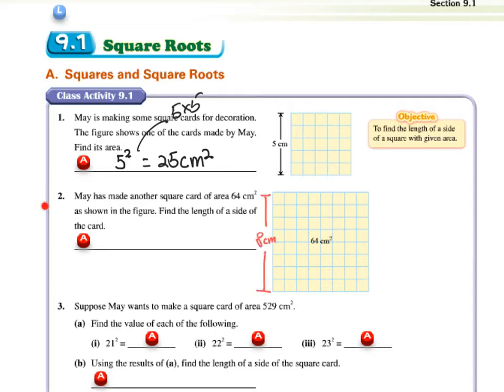The second question is asking what number, when you multiply it by itself, equals 64 cm square. When you count it, it is 8. So the length of the side of the card is 8 cm.